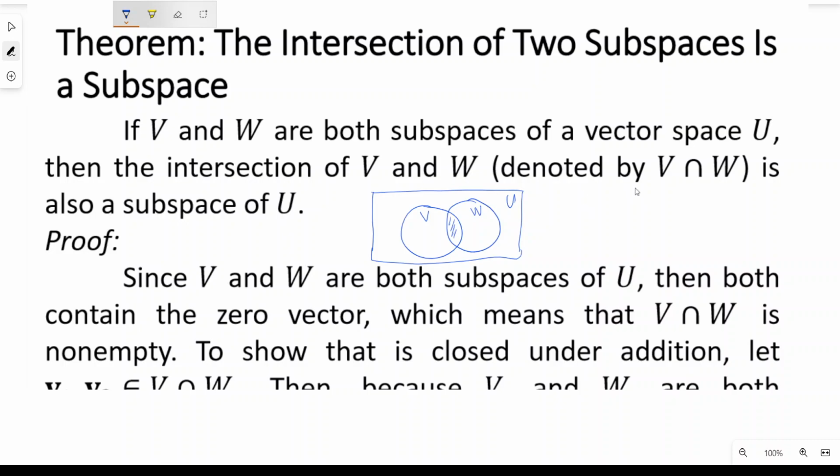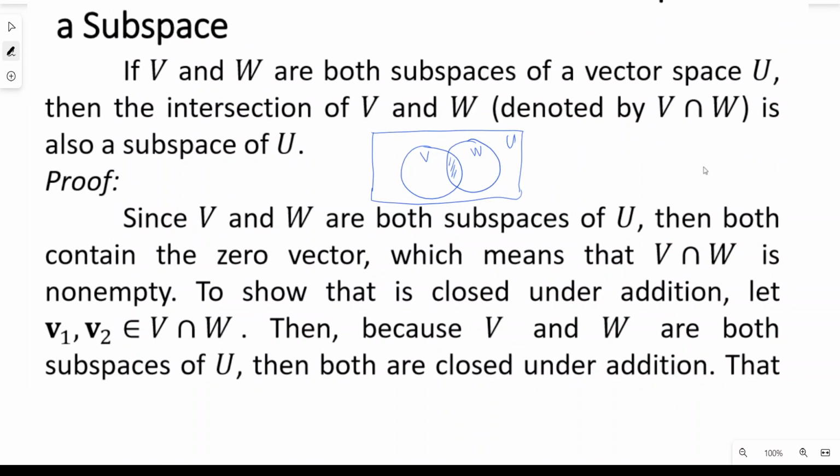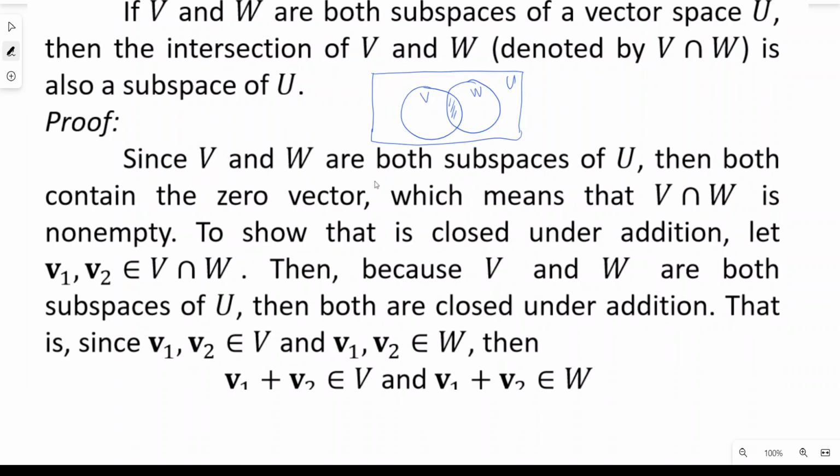Now to prove this one, note that V and W are both subspaces of U, so that both of them contain the zero vector, being the additive identity of your vector spaces V and W, so that your intersection is assured to be non-empty. V has the zero vector, W has the zero vector, so your intersection should at least have the zero vector within it. So it is now shown that it is non-empty.